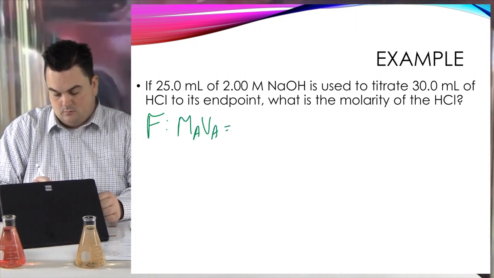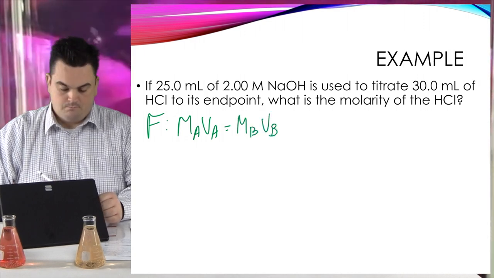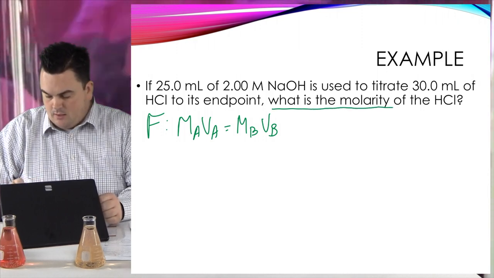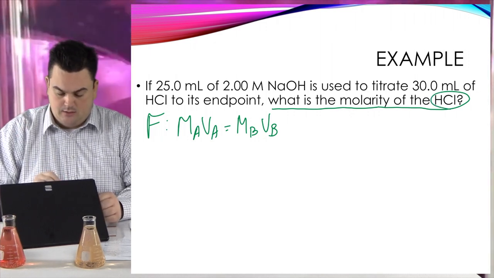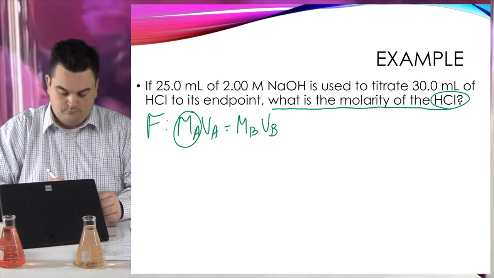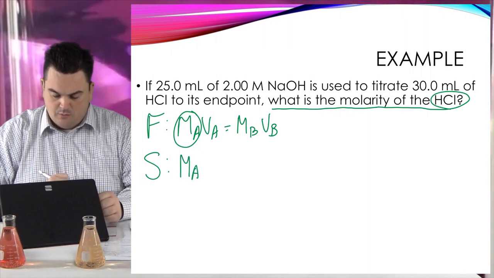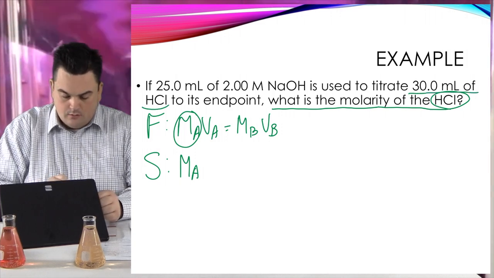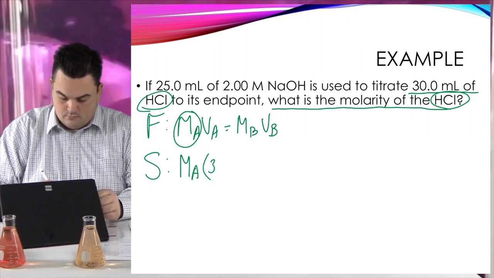MAVA equals MB VB. All right, looking back at the problem, what are we trying to solve for? It says, what is the molarity of the HCl? HCl is an acid, so I'm solving for the molarity of the acid. Looks like MA. Very good. We're ready to substitute now. What would VA be? That's the volume of the acid, and it says here in the middle, 30 milliliters of HCl, HCl again being the acid, so it should be 30.0 milliliters. Good.